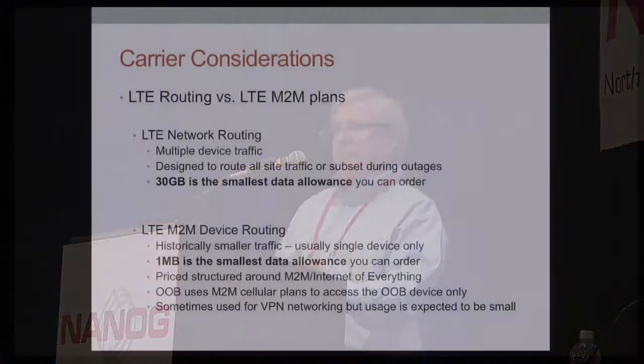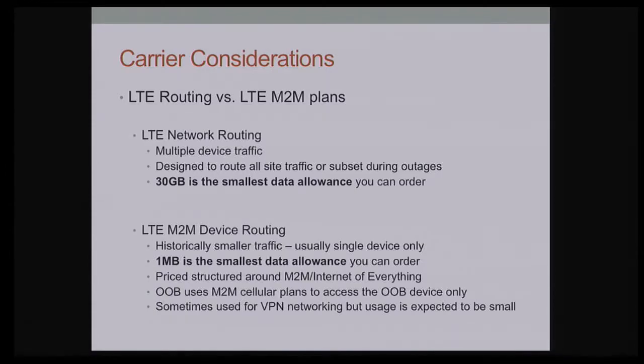When we talk about the plans, they fall into those two categories of the routing and the out of band. For the routing, it's a LTE network routing plan. 30 gigabyte is about the smallest data rate you can commit to. In the out of band arena, it's different. It's a machine-to-machine plan. They categorize it differently because it's used differently. And 1 meg is where you can start off. So there's a big difference there between those two types of plans.